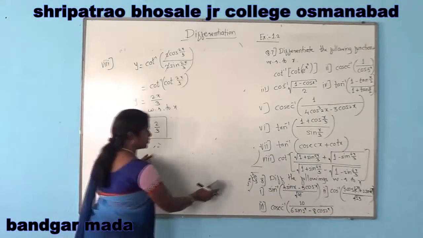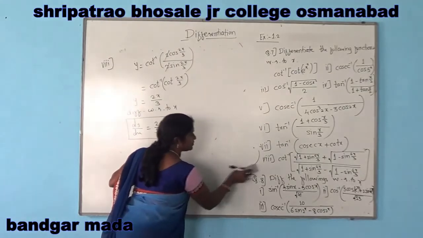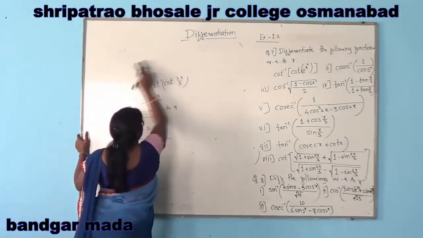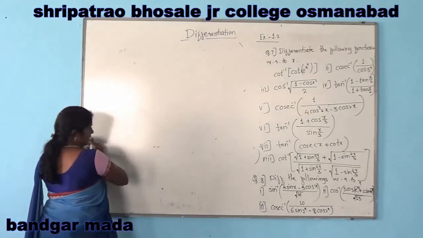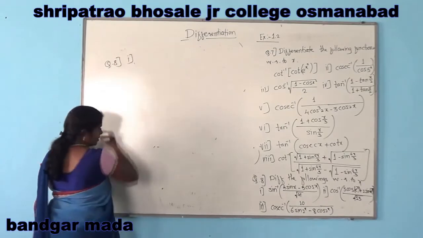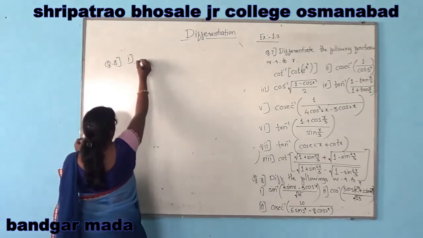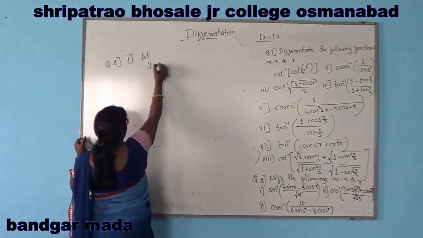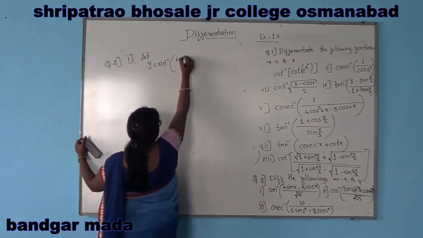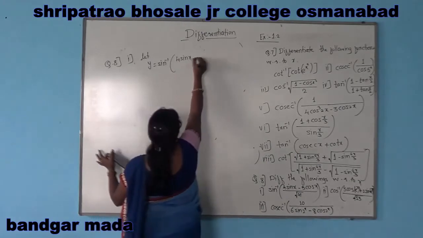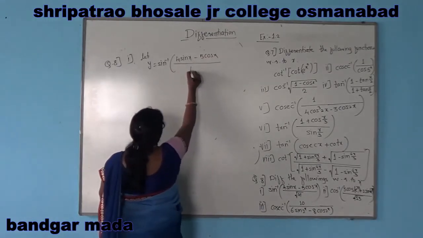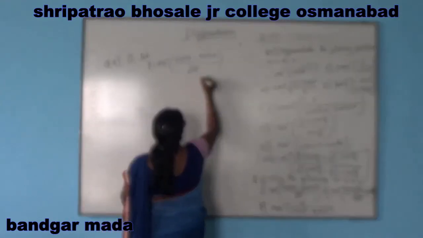Now we are going to solve the 8th question. First example is question number 8. Let y is equal to sin inverse of (4 sin x minus 5 cos x) upon under root of 41.